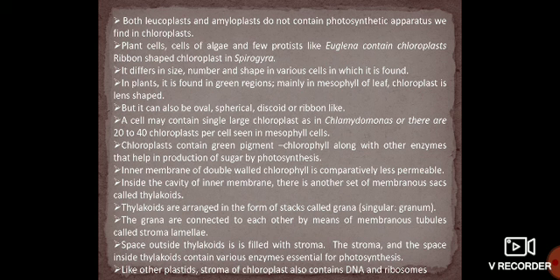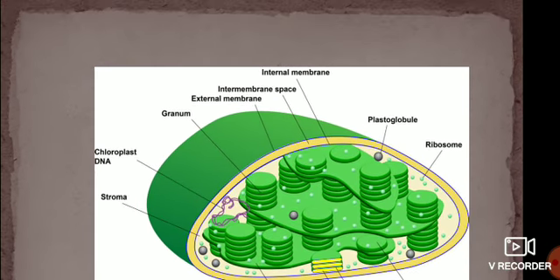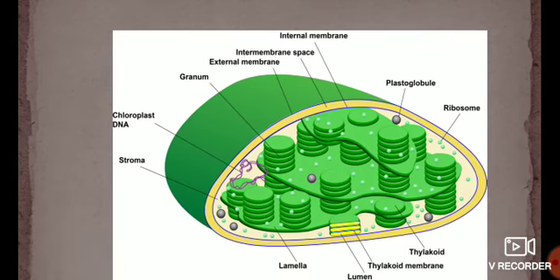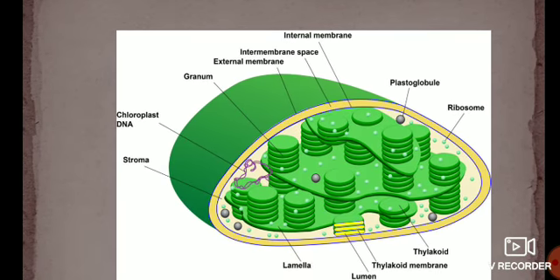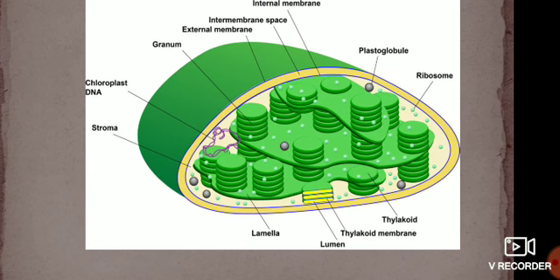Now when we compare the inner membrane of this chloroplast with the outer one, we have a diagram in the further slide. The inner membrane is comparatively less permeable than the outer one, as we have seen in the mitochondria. Inside the inner membrane, we can see a stack-like arrangement, like a coin stack. It is called a granum, and the grana are covered by a membrane called the thylakoid membrane. Inside the thylakoid we can see a cavity called the lumen.